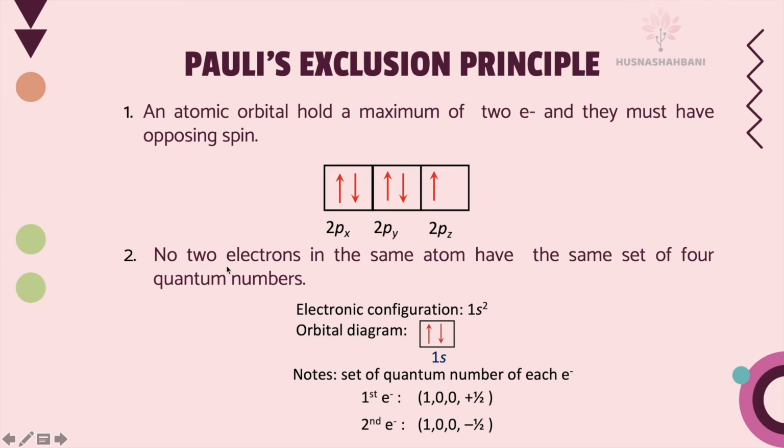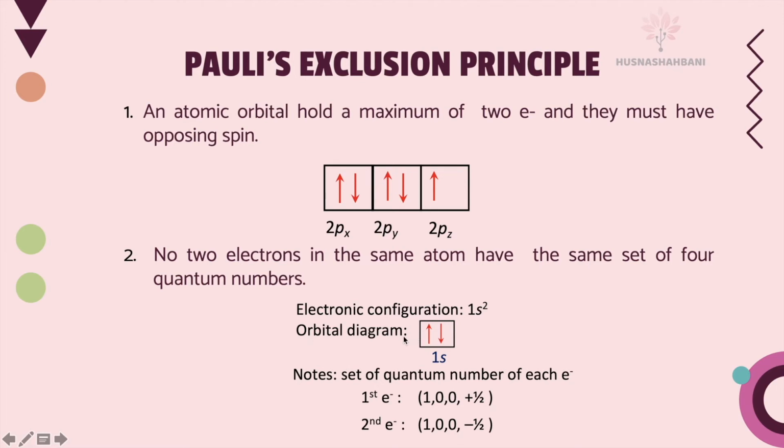No two electrons in the same atom have the same set of four quantum numbers. This means that if you have two electrons in total, the electronic configuration is 1s2. You start filling the orbital which has the lower energy level first. So 1s2 means two electrons in the 1s orbital. That is how you write the electronic configuration, or SPDF notation.